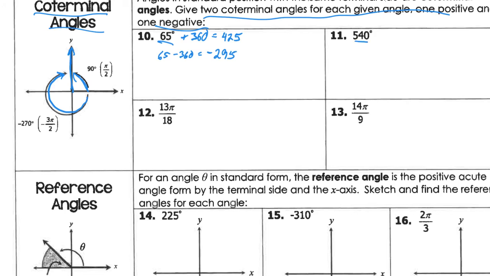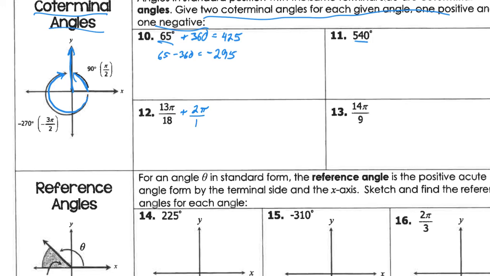So do the same thing with 540 there. Add or subtract one full rotation. You're going to notice you need to subtract 360 twice to get down to a negative. Now when you're dealing with radians, you're just adding and subtracting one full rotation again, which is 2 pi. So we're adding 2 pi to 13 pi over 18.